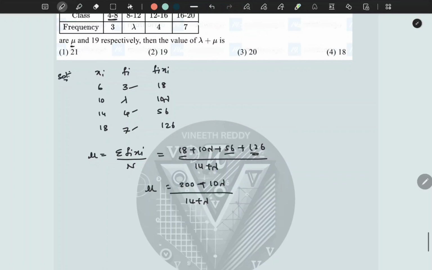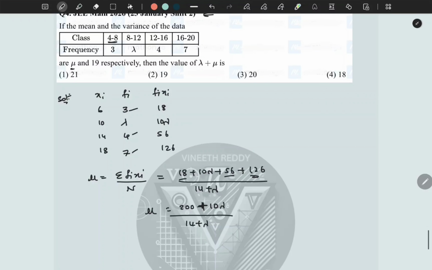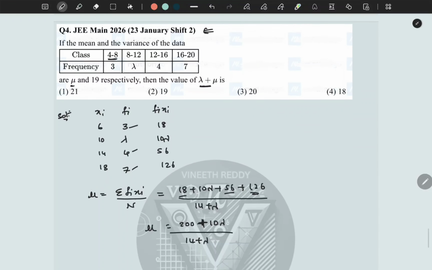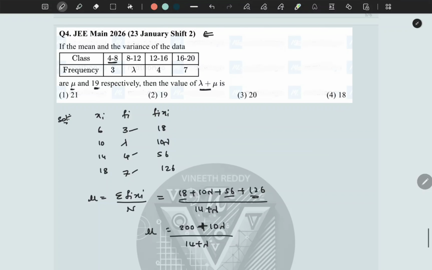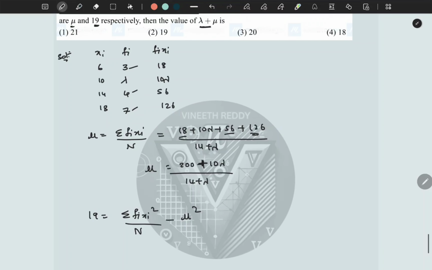This is mu. Now think about it. And we want the value of lambda plus mu, right? He has given us the variance, right? Okay, what is the variance? 19 will be equal to sigma fi xi square divided by capital N minus mu square, correct? I think we have to find sigma fi xi square also. So let me find that out also.